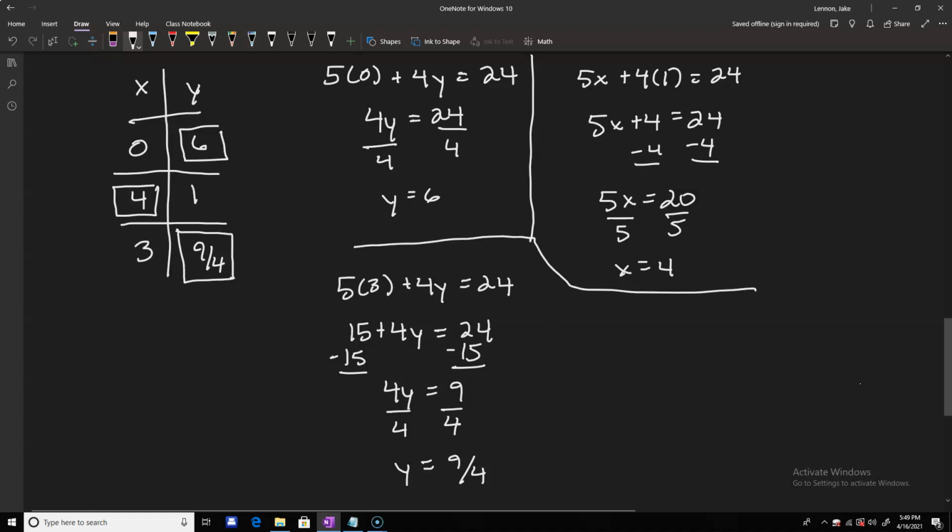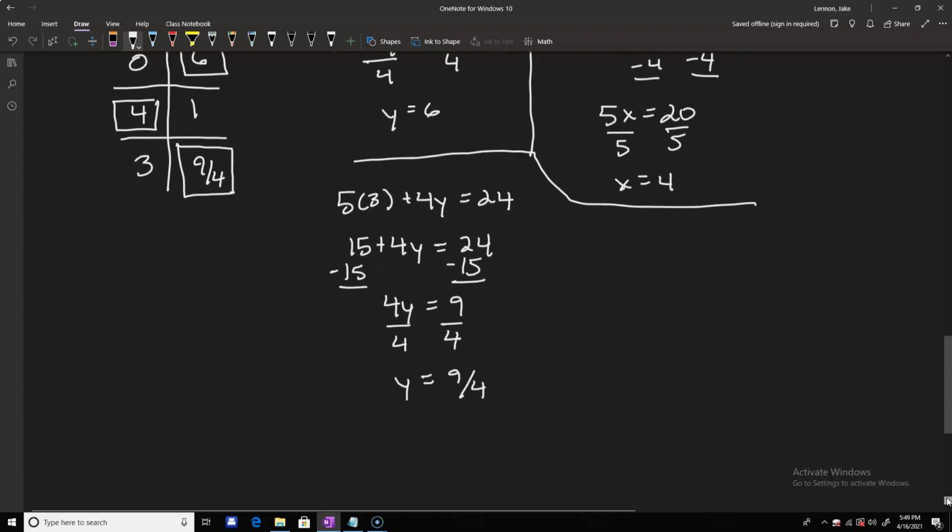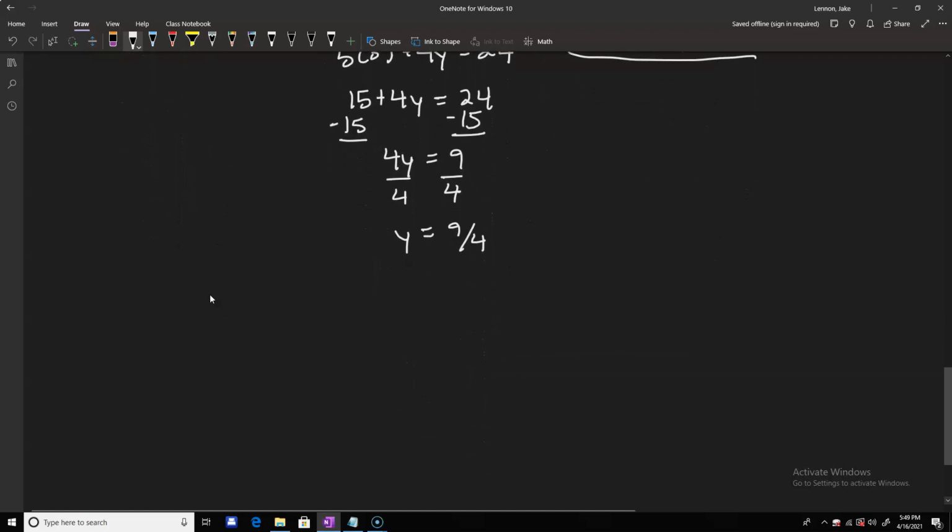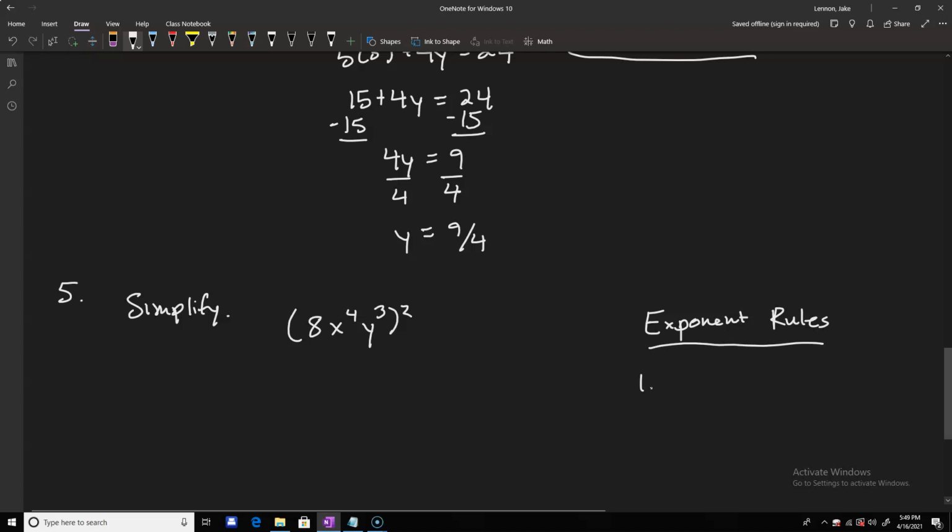Okay, let's move on to number 5. So we start to get into rules of exponents. Number 5, basically we just want to simplify. So let's say we have the expression 8x to the 4th, y to the 3rd, squared. So remember, let's rehash our exponent rules over here. So the ones that are going to be important.